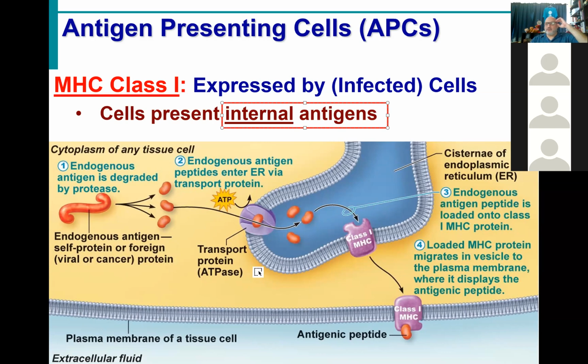We'll talk about what happens when the T cell binds to it in just a second, because there's more to it than just that. Okay. We'll talk about the activation of the T cells in a moment. Let's build to that, because there's more involved.